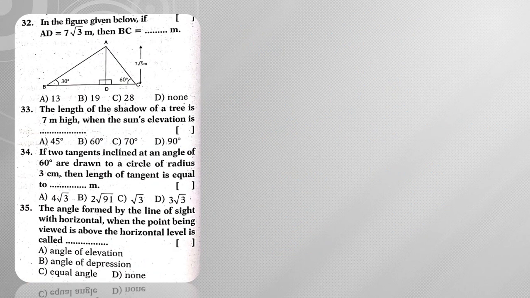Next, question number 32. In the figure given below, EAD is given as 7 root 3. Then what is the value of BC? BC means BD plus DC. Let's move on with each triangle. Considering this triangle, I can apply tan. Tan 30 degrees is 1 by root 3, which is equal to opposite 7 root 3 by adjacent BD. Cross multiplying, BD is equal to 7 root 3 into root 3, which is 7 into 3, that is 21 meters.